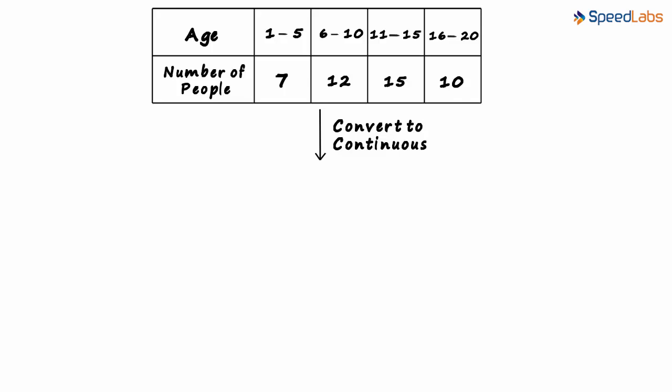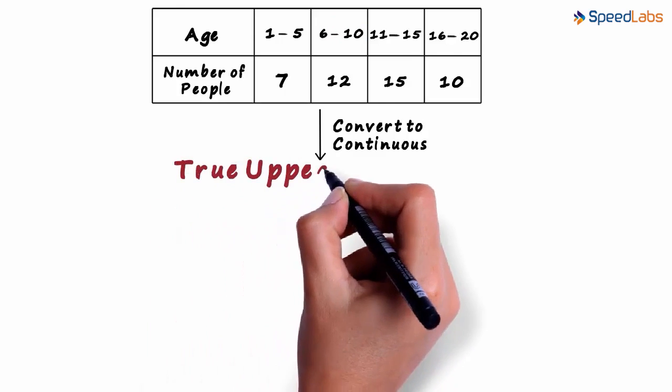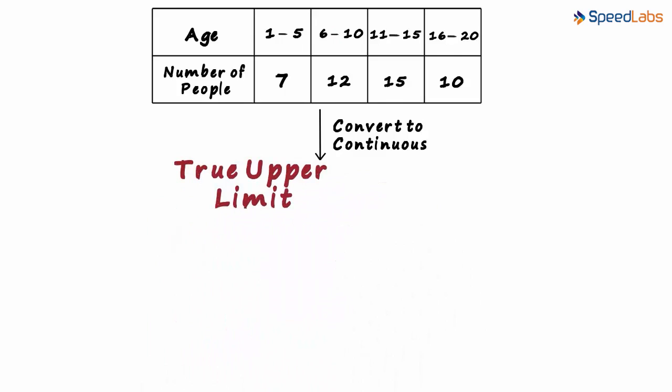We know that the upper limit of the interval 1 to 5 is 5 and the lower limit of the interval 6 to 10 is 6. But there is another amazing concept we have to understand. The concept of true upper limit of a class interval. It will equal the average of the upper limit of the interval and the lower limit of the next interval.